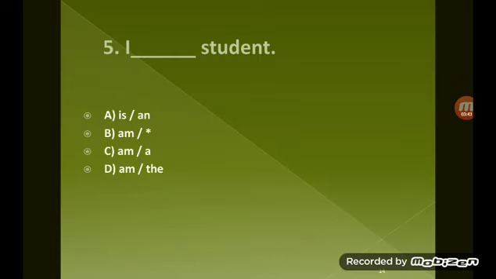Sentence 5. I dash student. There are two blanks. Options are A is an, B am, no word, C am, a, D am, the. And the correct answer is, I am a student.